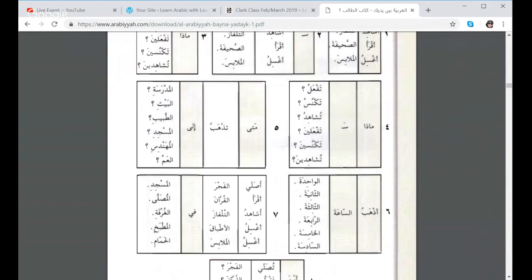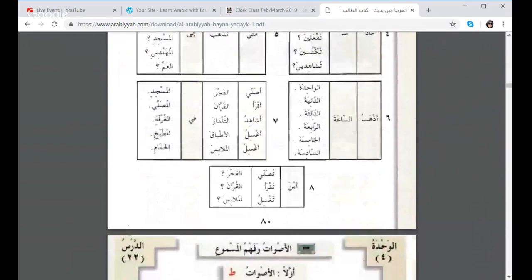Okay, Kim, box number six. Tadhabu Al-Sa'a Al-Wahida.